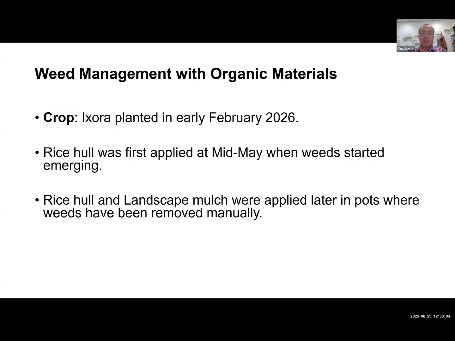To manage weeds with the mulch, I tested with Ixora. Ixora was planted in February this year. To apply the rice hull, first I applied it in mid-May when I saw weeds start emerging. Then the second time, I removed the weeds in the pot manually, then applied the rice hull and the landscape mulch.